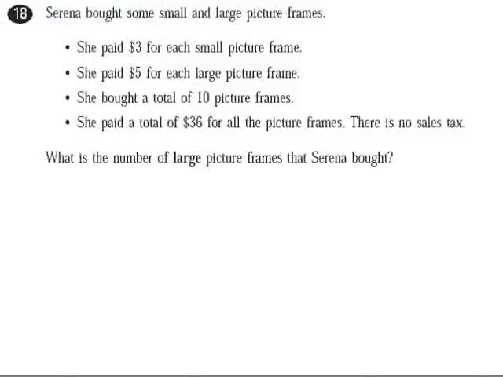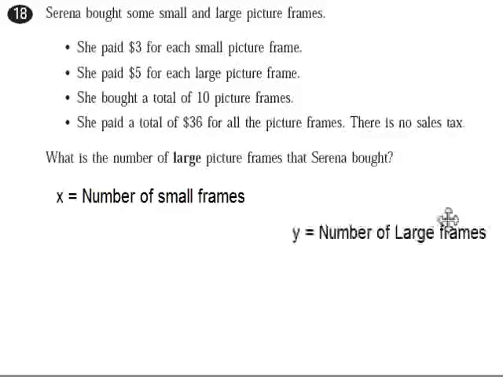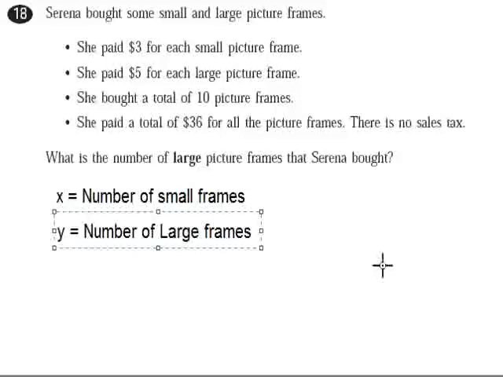Here's what I mean. So I don't know the amount of small picture frames, and I don't know the amount of large picture frames. So I'm going to pick out a variable to represent the amount of small picture frames. So I'm going to choose X, and that's going to equal the number of small picture frames I have. And for the number of large picture frames, I'm going to choose Y for that. So the number of small picture frames is X, and the number of large picture frames is Y.